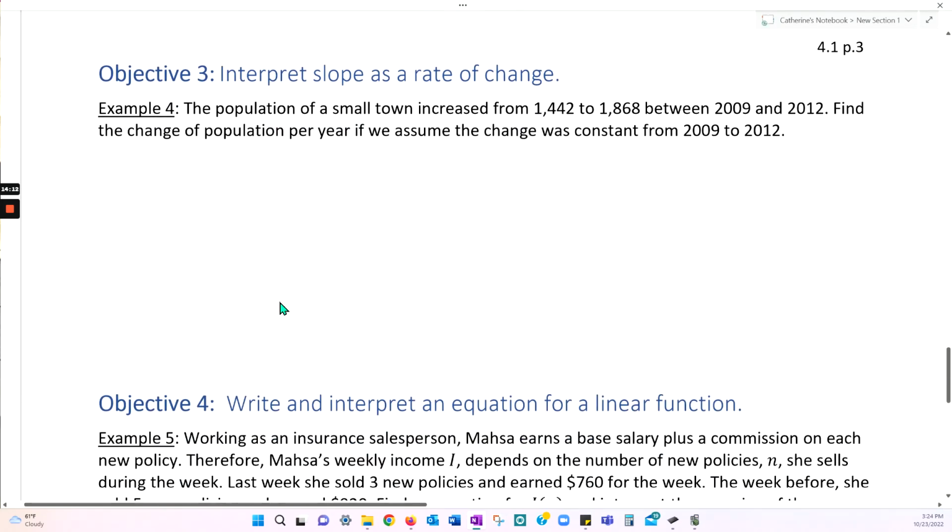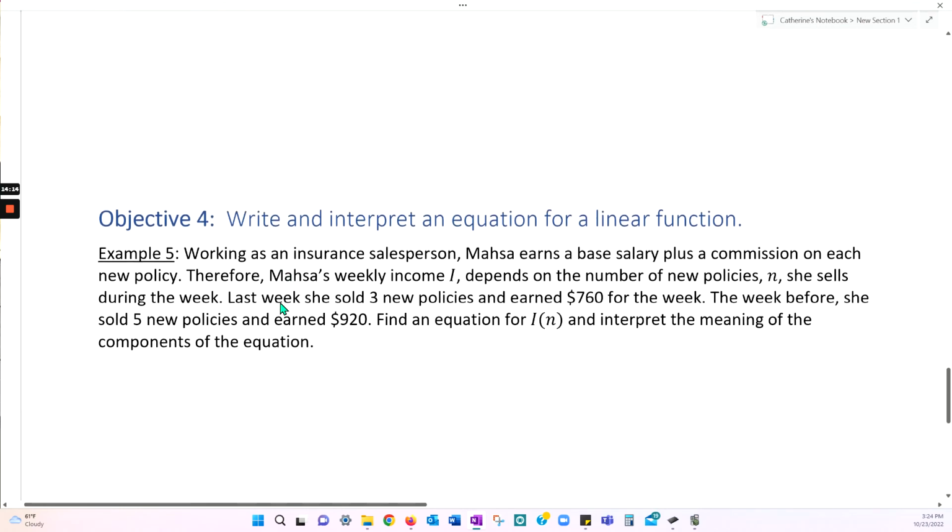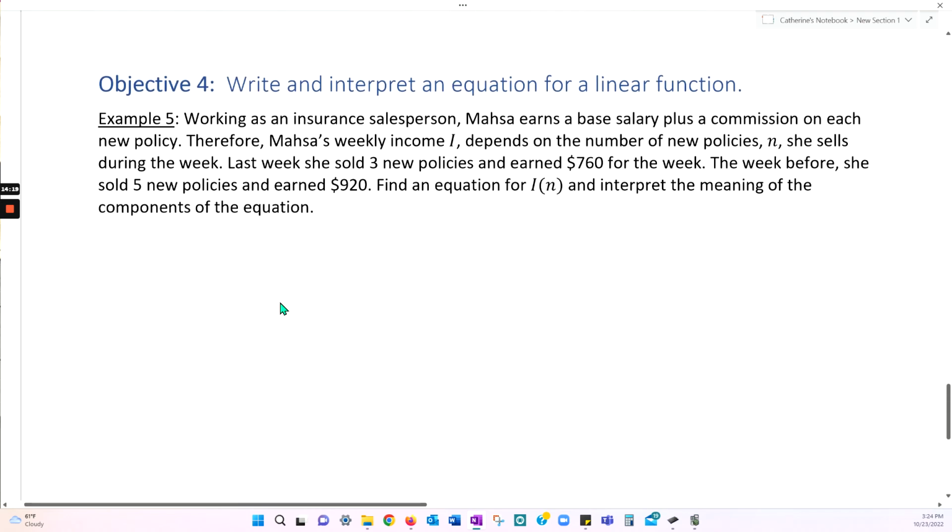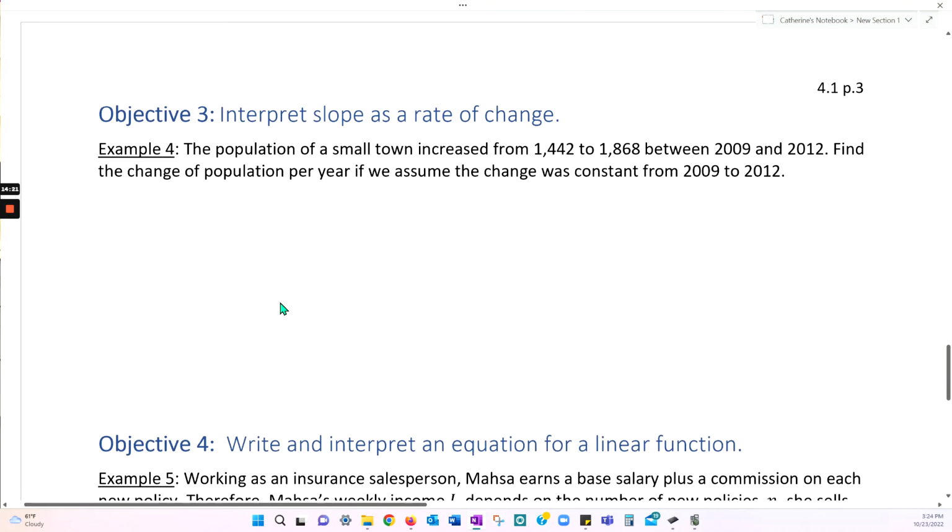All right. So we've got, I think, 2 more problems for this one. Yeah. So we have a couple more word problems.